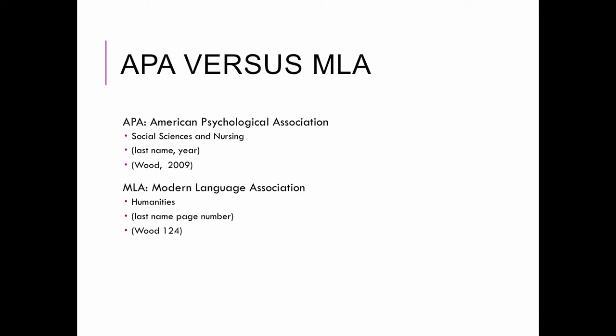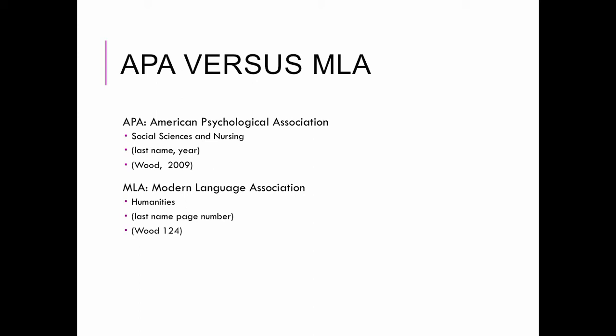APA comes from American Psychological Association. You will find it in the social sciences, nursing, education. In the in-text citation, what you put at the end of an idea that you're using, you would use the last name, comma, year in the parentheses. So for example, Wood, comma, 2009. Here we have the year, the age of the source. In the social sciences, it is very important to know how recent the information was produced because the social sciences, nursing, education, they all are fields that depend very heavily on the most recent research.